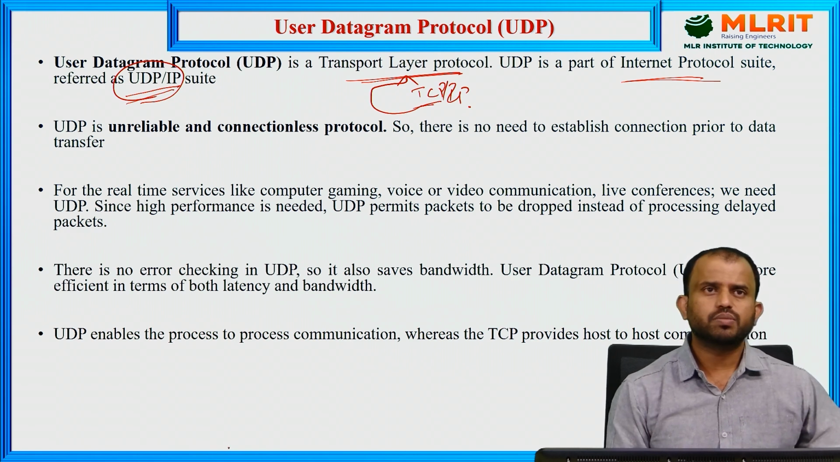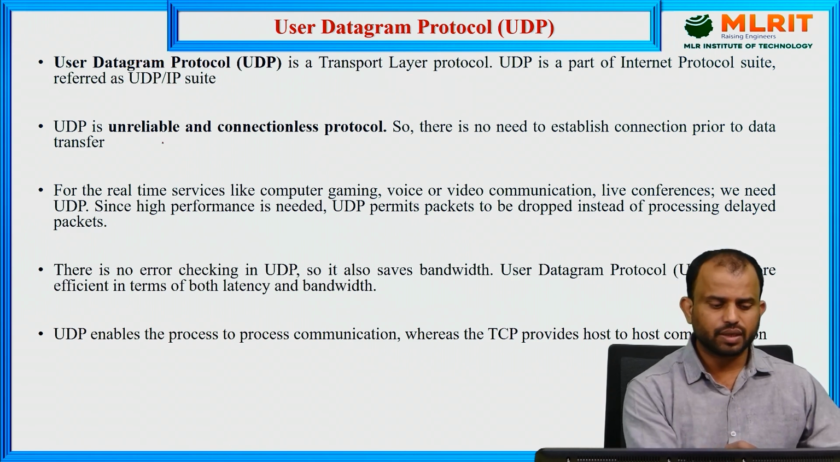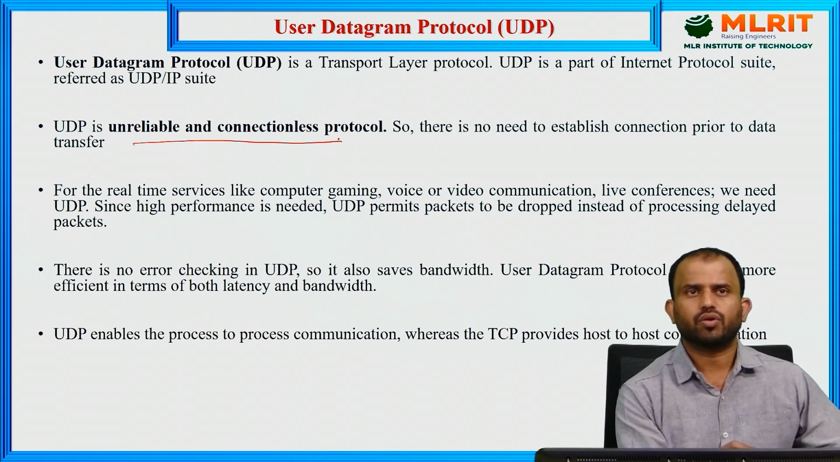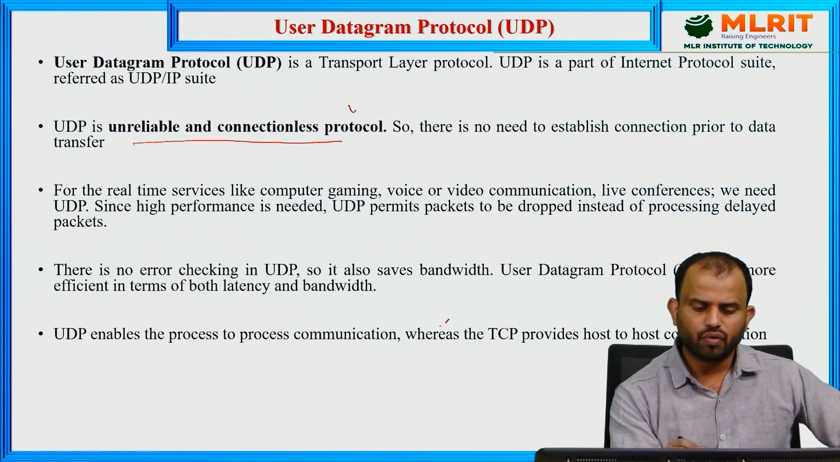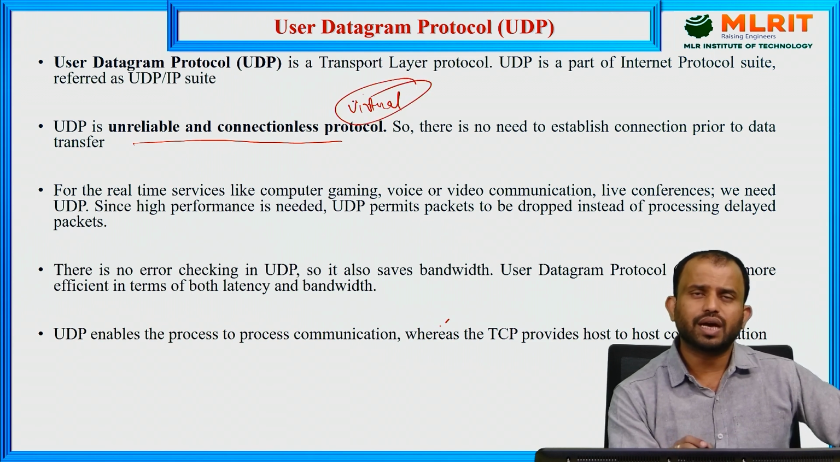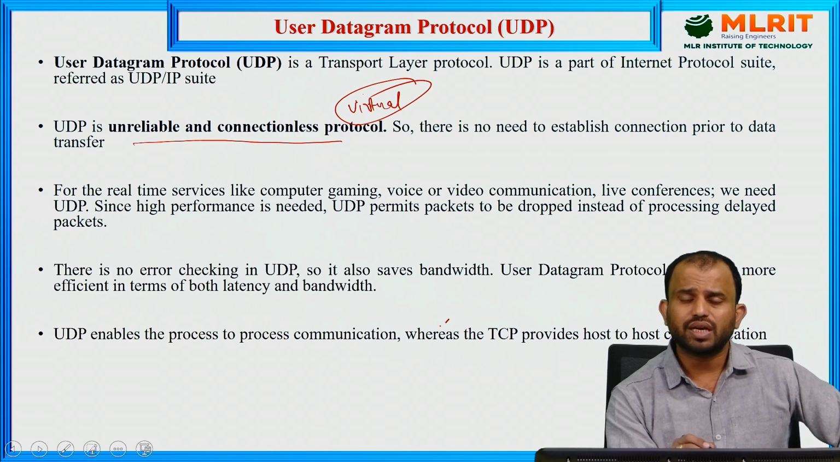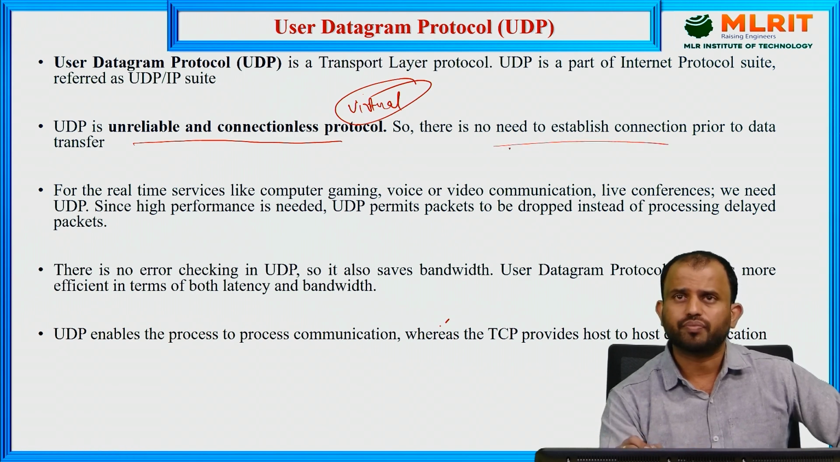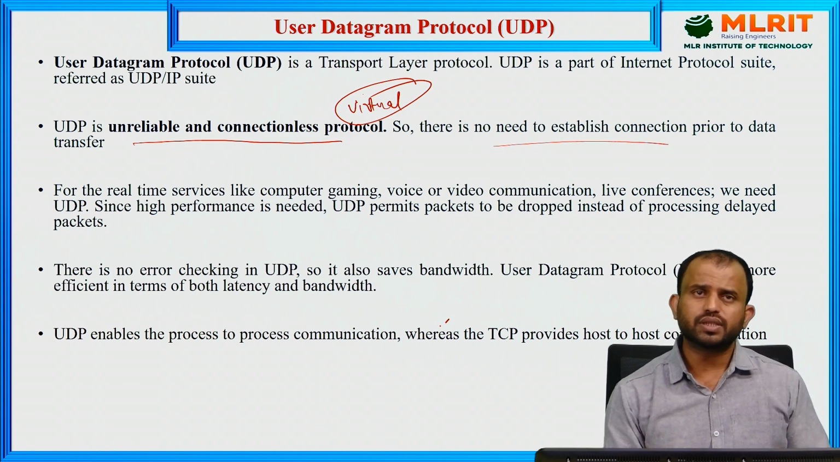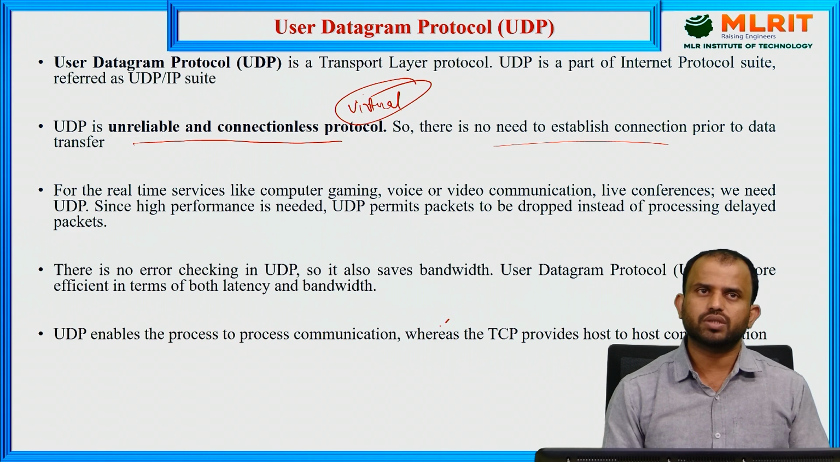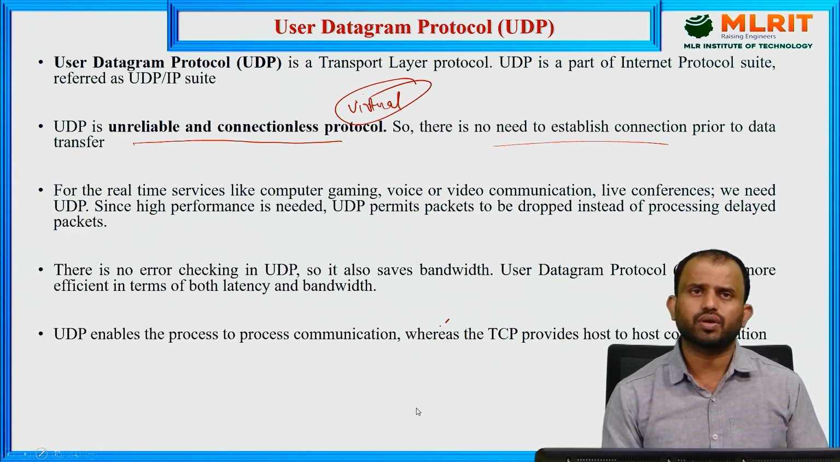And what is meant by this? UDP is an unreliable and connectionless protocol. As we discussed, in this virtual kind of communication, UDP offers unreliable and connectionless protocol services. This means there is no need to establish a connection, because the name itself says it is connectionless. We don't need to establish any connection for the data transfer, because it is a virtual kind of communication. The information is transmitted from source to destination with the help of an antenna structure.